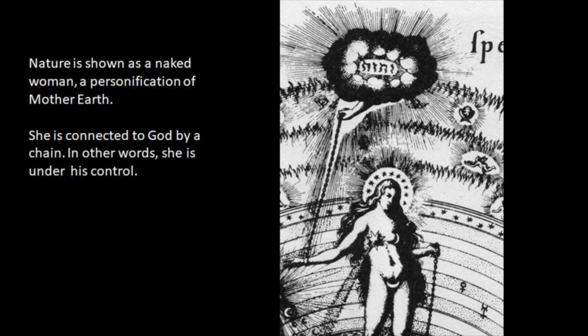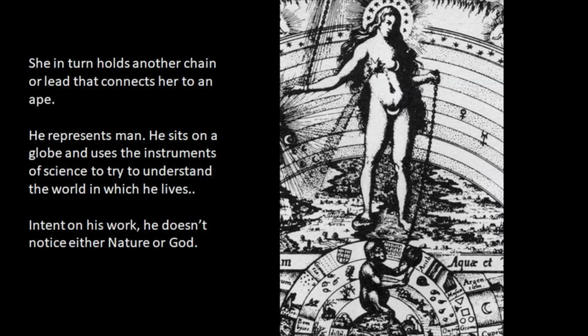There we go. She in turn holds another chain or lead that connects her to an ape. You can see him sitting there. And he represents man. He sits on a globe and uses the instruments of science to try to understand the world in which he lives. So he's got a model of a globe, and he's got what looks like a pair of dividers, and he's trying to understand what is this globe I've got here.